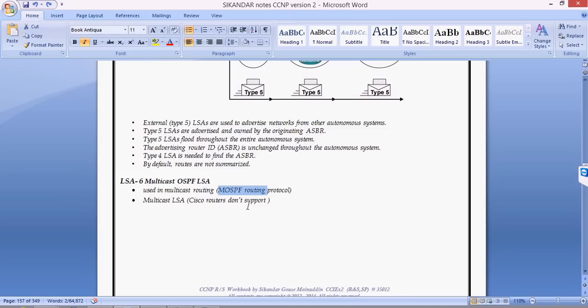So LSA 8, 9, 10, 11 are all opaque LSAs, which are very advanced LSAs used in advanced optimizations like MPLS traffic engineering and some BGP implementations. So as per our CCNP routing and switching, we'll be discussing the first 7 LSAs. In that, LSA 6 we don't really use. So the LSA 1, 2, 3, 4, 5 we have discussed now.